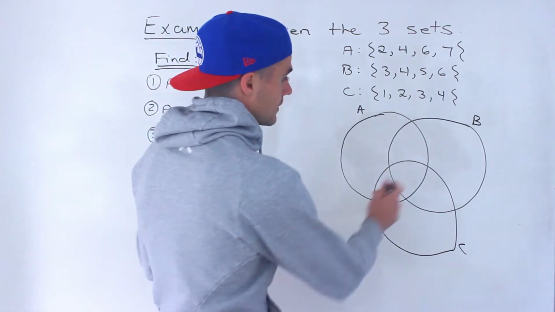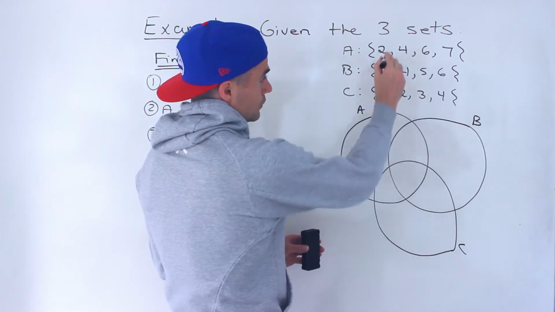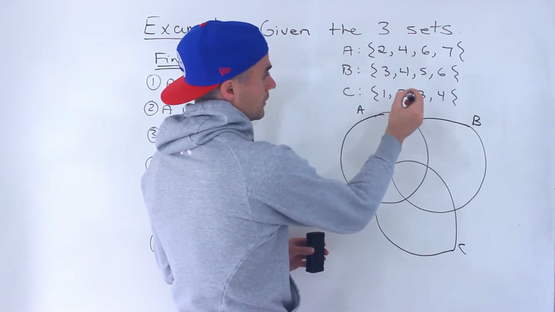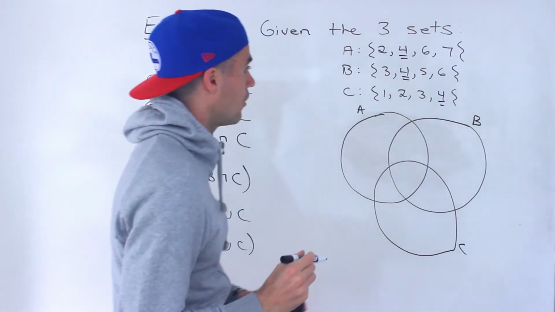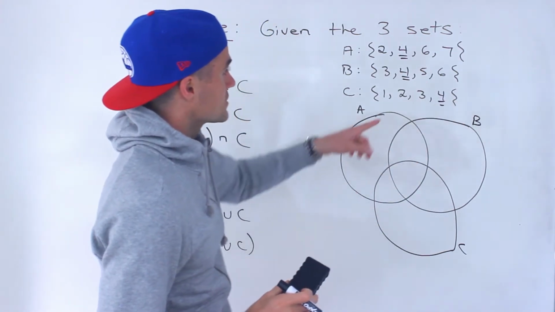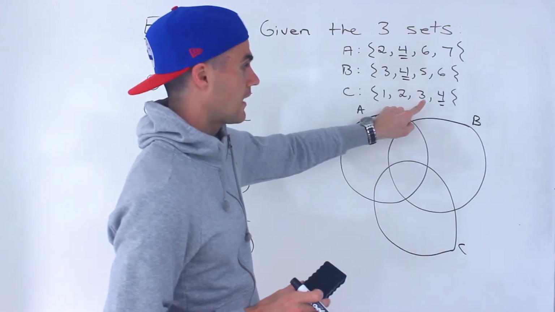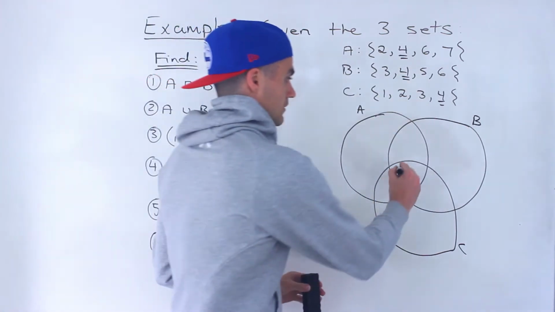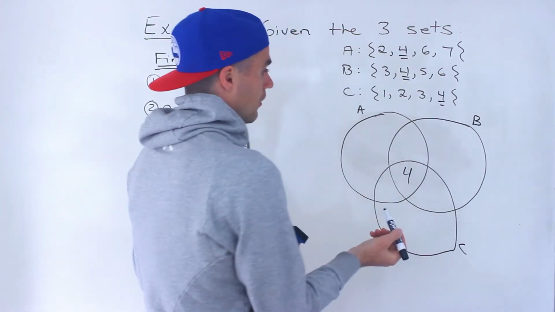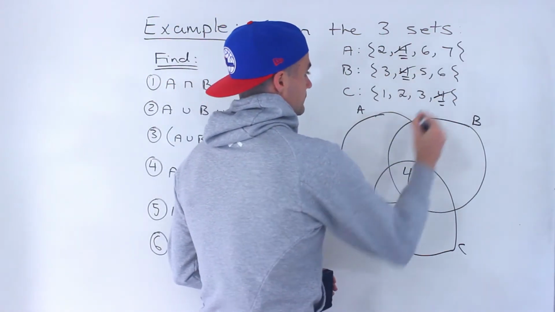So notice that this area here is going to be the elements that are in all the sets. If you look at all the sets, which element is common? Well, it's the 4. That's common in all three. For example, the 6 is common in A and B, but there's no 6 in set C. The 4 is what's common in all the sets. So the 4 would go there, and that is taken care of.